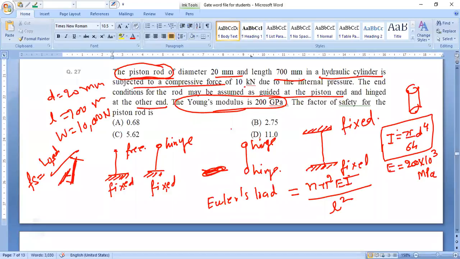So what we can do, it is the Euler's load. So it is basically the crippling load, so that the piston rod will not buckle. Buckling should not be there. So we first find the Euler's load. So here everything is clear. L is 700. It is given in question. Young's modulus is given. Inertia can be found pi by 64 d. D is given 20.